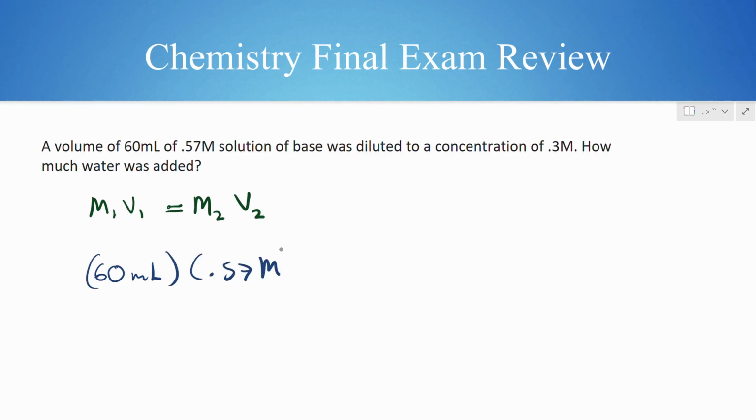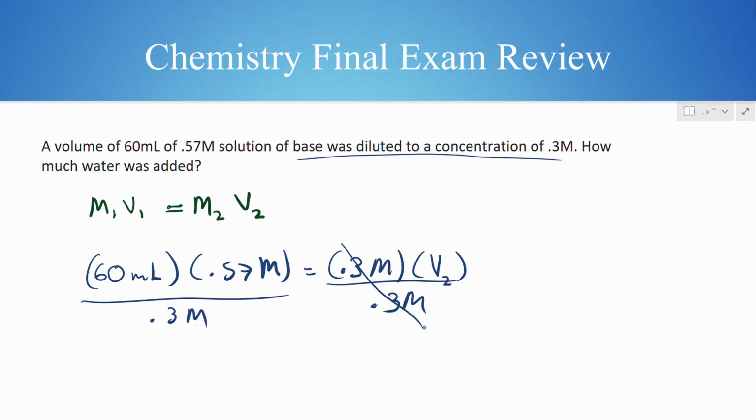And this is going to equal the final concentration times the final volume. So it was diluted to a concentration of 0.3 M, so the final concentration is 0.3. And we need to know how much water was added. We don't know the final volume, so we'll just put V2 for now. Now let's solve for V2 first. We're going to do this by dividing both sides by 0.3 so that it can cancel out on the right side. This gives a final volume of 114 mL.